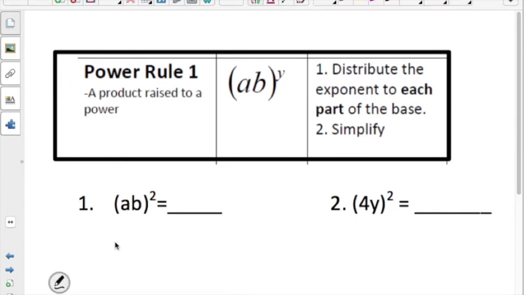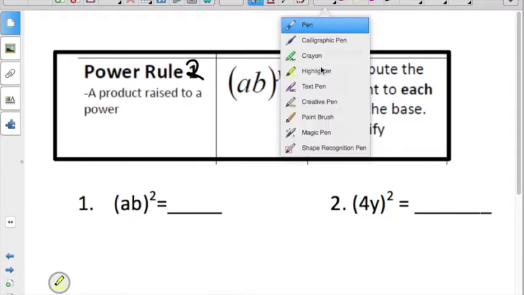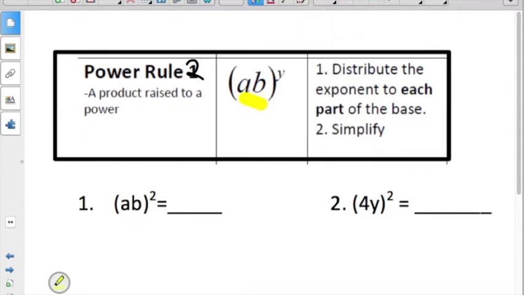Rule, this should say 2. Please change that to 2, which is a product raised to a power. So a product means we're going to have 2 things inside of our parentheses instead of just 1 like the first one. The way that we do that is we're going to distribute the exponent to each part of the base. And then we simplify.